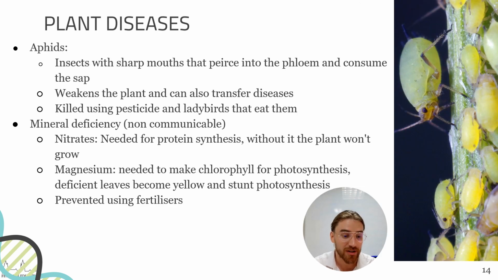And then finally, some other plant diseases can be aphids. Aphids are these insects that we talked about earlier that have adapted to boring into the stems of plants, into the phloem specifically, and drinking that sap. This will in turn obviously kill the plant eventually if the aphid infestation becomes too much. These can be killed by pesticides, but a more biotechnological and environmentally friendly way of doing it is with ladybugs.